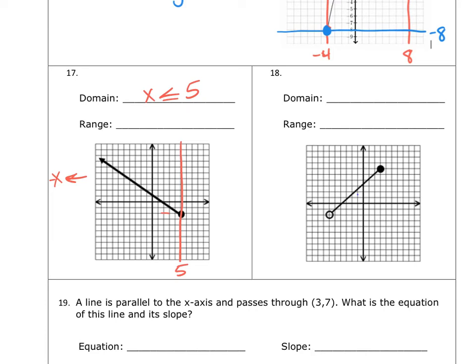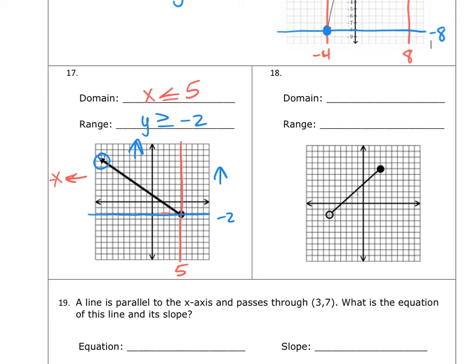When I look at my range, same sort of thing. My lowest y value is right there at negative 2. When I start to go high, I've got this arrow again. So it's going to go up and up and not stop. So then it's getting greater and greater with all my y values. So then I have y is greater than, and it's touching, so equal to negative 2.